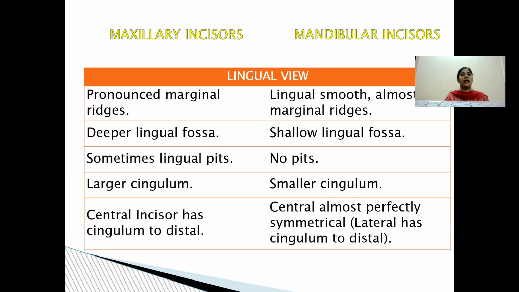A maxillary permanent incisor has a larger cingulum, but the cingulum is small in the case of a mandibular incisor. The central incisor has a cingulum slightly distally placed in the case of a maxillary, but in a mandibular permanent incisor, it is centrally placed and perfectly symmetrical. But a lateral incisor shows a slight distal tilt for the cingulum, the mandibular lateral incisor.